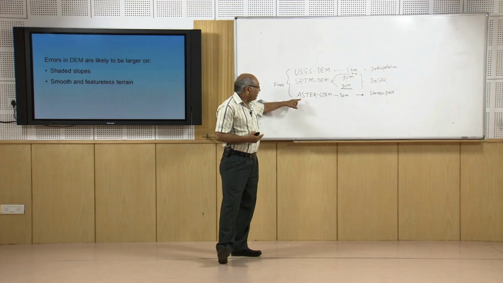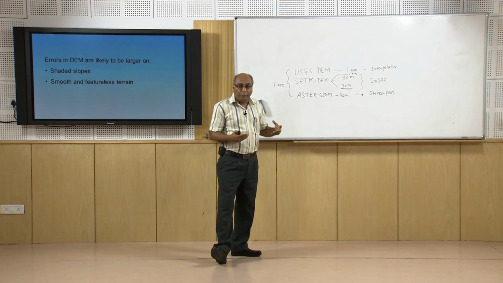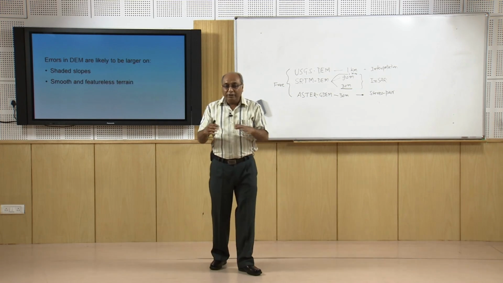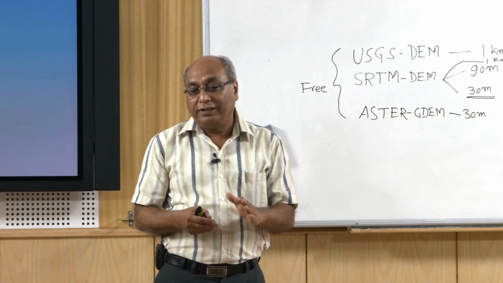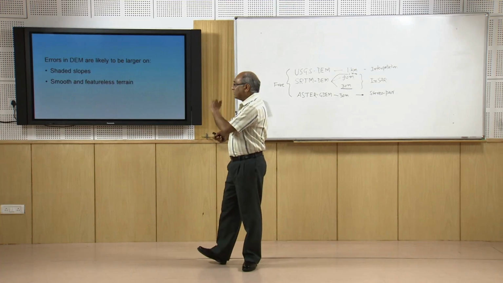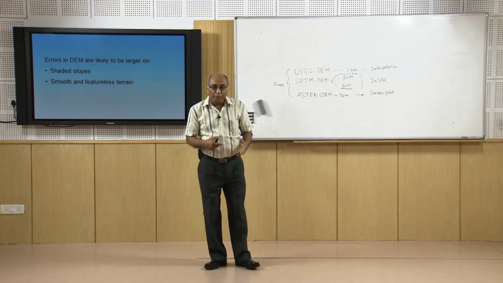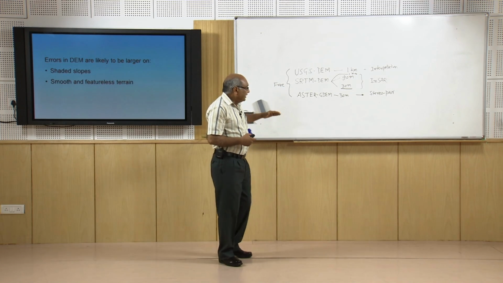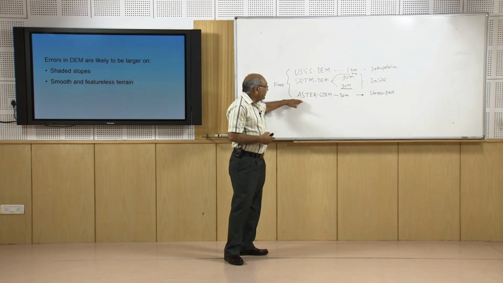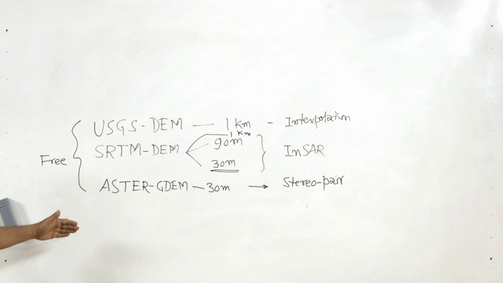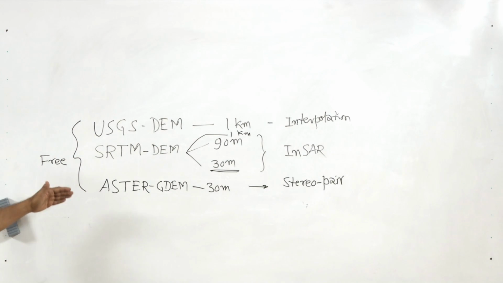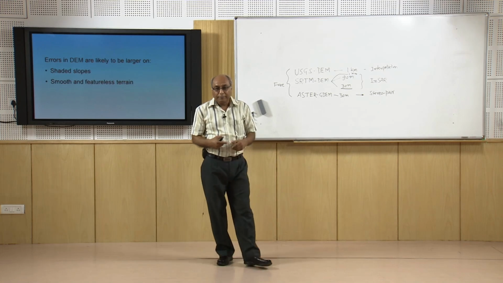Whereas a raster DEM which is using stereo pairs, because in hilly terrain a lot of areas may go into shadow, these shaded areas will have problems. So each type of digital elevation model, if we consider only the freely available digital elevation models, suffers from one type of problem or another.